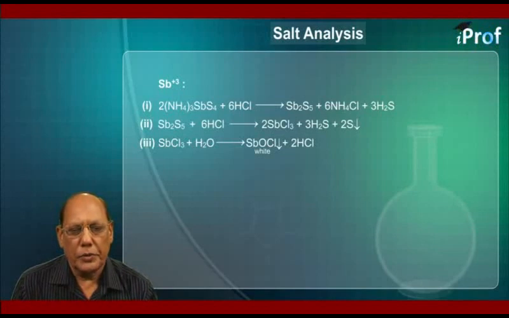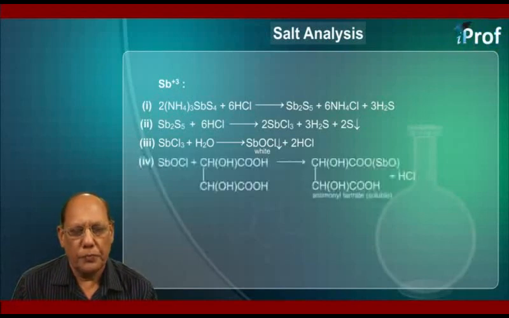The third one is SbCl3 + H2O. We get SbOCl. This is the white turbidity formed in the solution, maybe a white precipitate, that is antimonyl chloride, plus 2HCl. This antimonyl chloride white precipitate or turbidity gets dissolved in a solution of tartaric acid as shown in equation number 4. There we get antimonyl tartrate, a soluble compound, plus HCl.